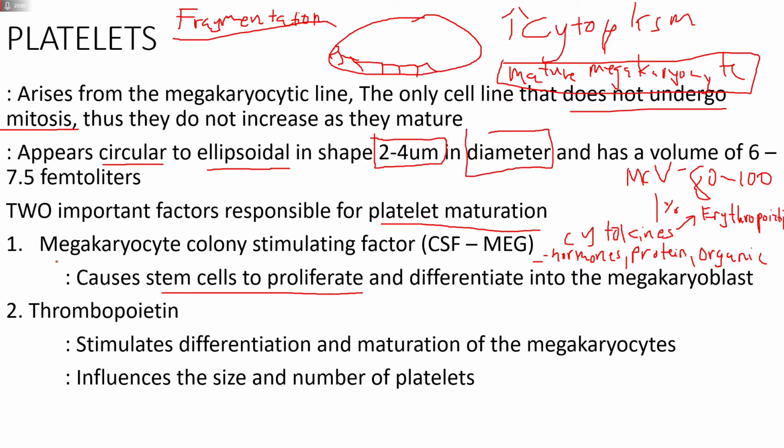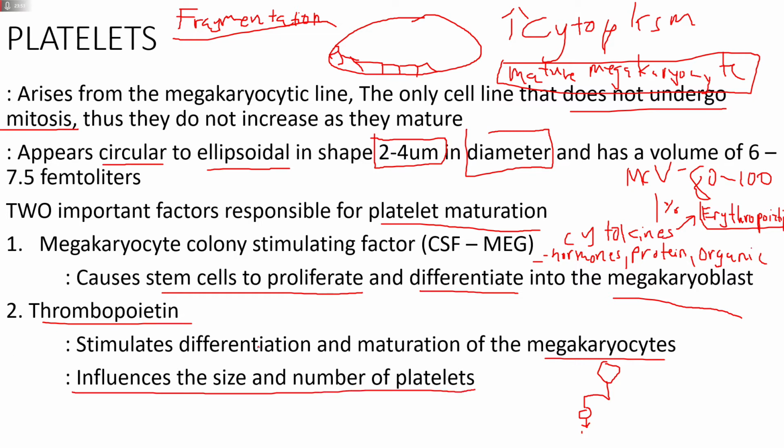Now, one of the cytokines would be your megakaryocyte colony stimulating factor, also known as your CSF MEG. Now, this would cause your stem cells to proliferate and differentiate into the megakaryoblast. So, if you recall, ito yung stem cell nyo, ito yung megakaryocytic cell line nyo, it would then become a megakaryoblast, a megakaryocyte, and so on and so forth. Then another one would be your thrombopoietin. Now, your thrombopoietin would have the same effect as your erythropoietin. Thrombopoietin would stimulate differentiation and maturation of the megakaryocyte. Influences the size and the number of platelets. So again, your two important factors are your megakaryocyte colony stimulating factor, also known as your CSF MEG, and your thrombopoietin.